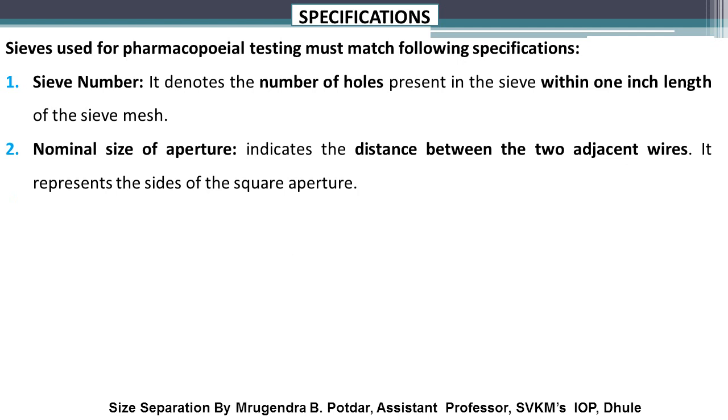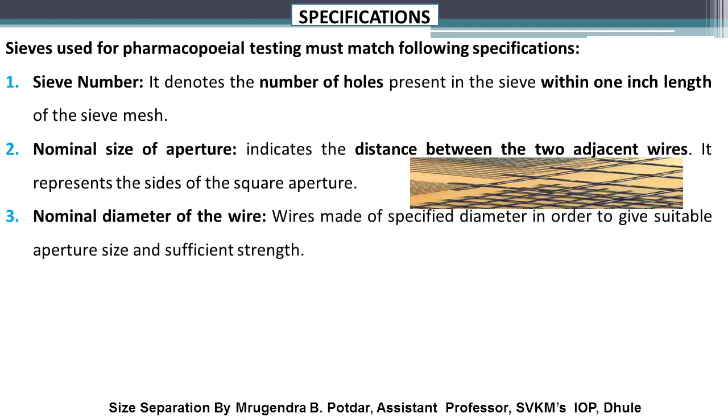Second, nominal mesh aperture. The nominal size of aperture indicates the distance between two adjacent wires. It represents the size of the square aperture. As per Indian Pharmacopoeia 1996, it gives the nominal mesh aperture size for the majority of sieves in millimeter or in micrometer.